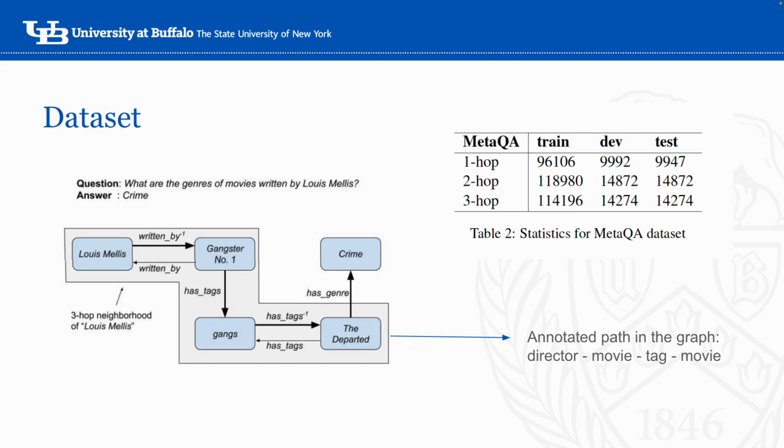We take the MetaQA dataset, which contains around 300,000 question entries, which can be answered given a knowledge graph in the movie domain. For example, here we have a question: what are the genres of movies written by Louis Melis? And we can reach the answer by taking Louis Melis as an entity in the graph and traversing the graph until we reach the answer entity, which is crime.